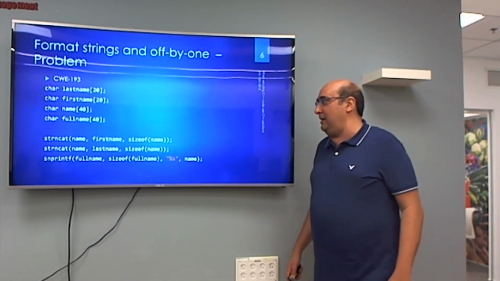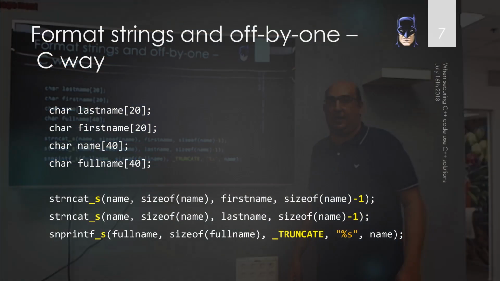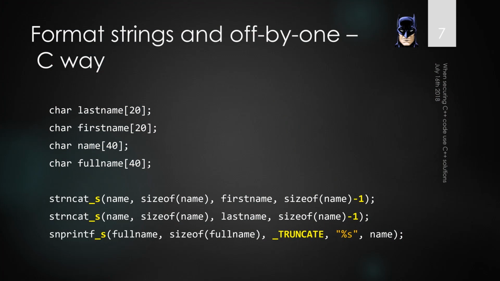So again, the C convention. You have safer versions, use them. Don't forget to take into account the null terminator in the argument you are passing, and you're good. But again, this is the C way.